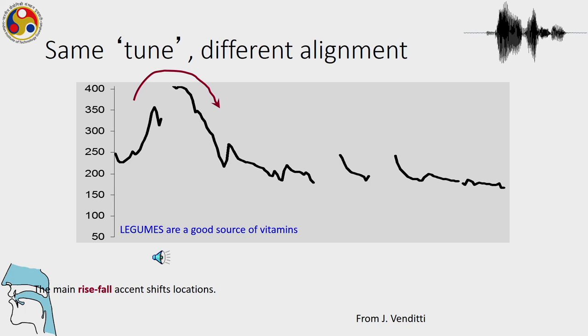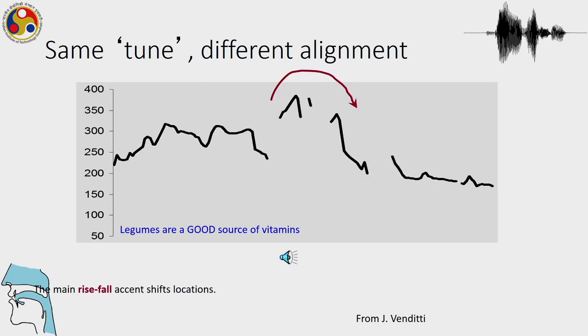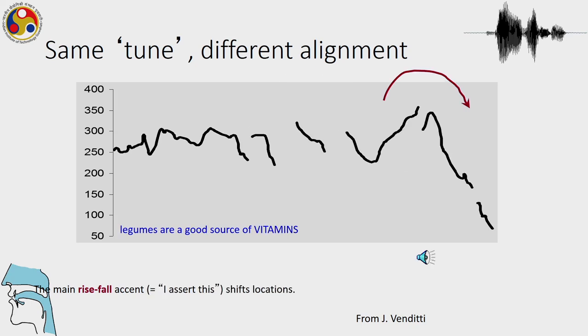Here it is on legumes, because it's providing new information of what is a good source of vitamins. And here, the new information provided is good, because this is an answer to the question, are legumes a good source of vitamins? And the answer is in the positive: legumes are a good source of vitamins. Here again, the rise-fall is on the accented word, which has shifted its location to good instead of legumes as a result of a different question. And as we saw before, here the new information is vitamins, hence the main rise-fall is on vitamins. Legumes are a good source of vitamins.